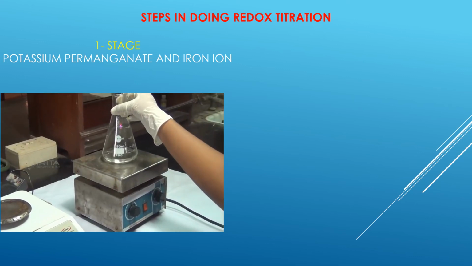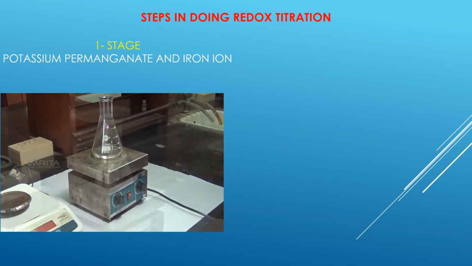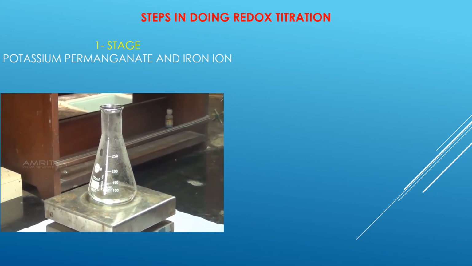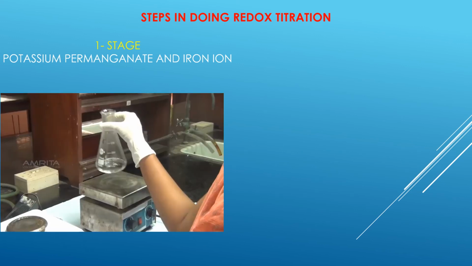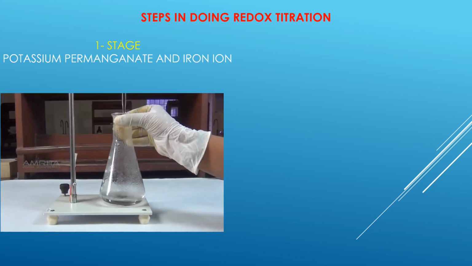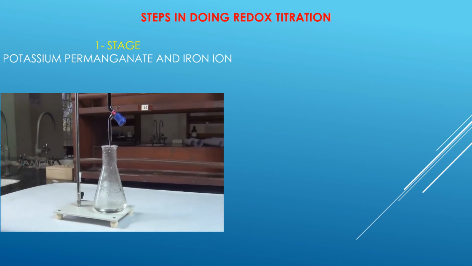Place the flask over the hot plate and heat the contents of the conical flask to 60 to 70 degrees Celsius as the reaction takes place at a higher temperature. Place the conical flask on the white surface of the stand under the burette to correctly view the color change.